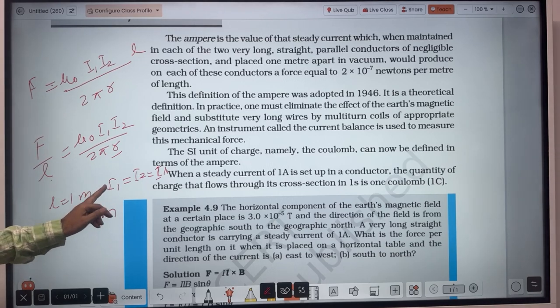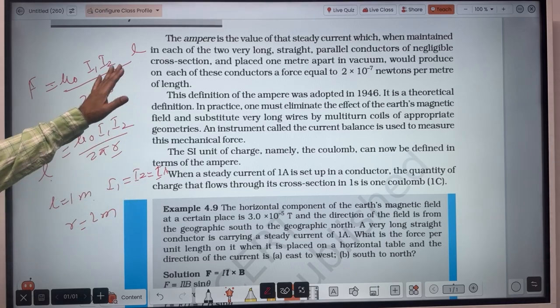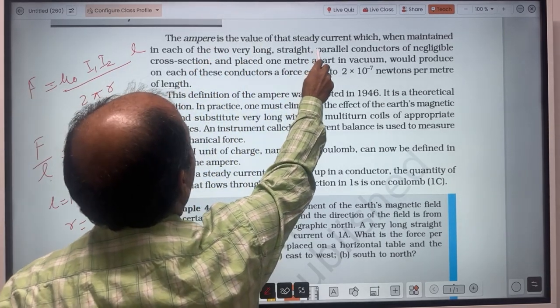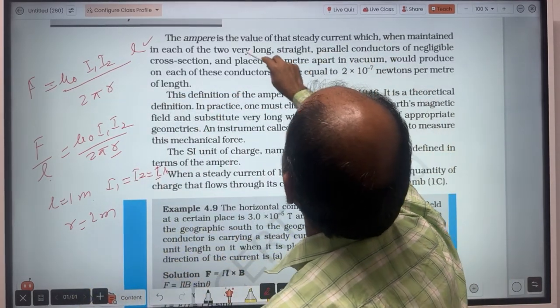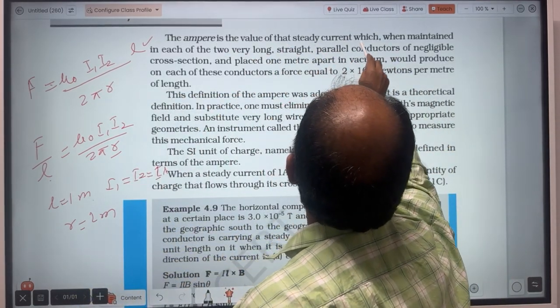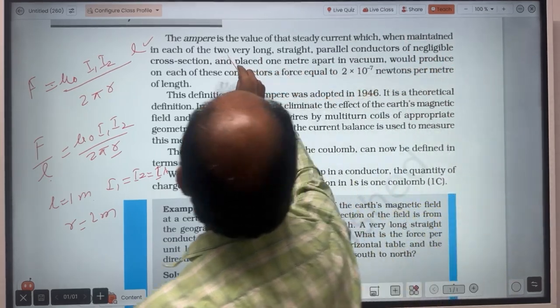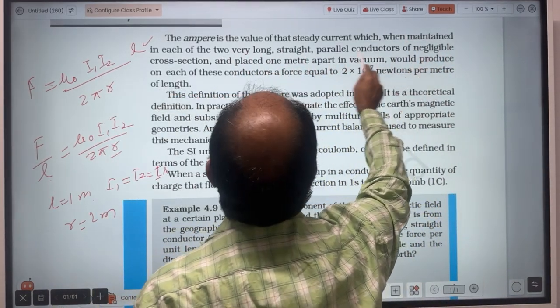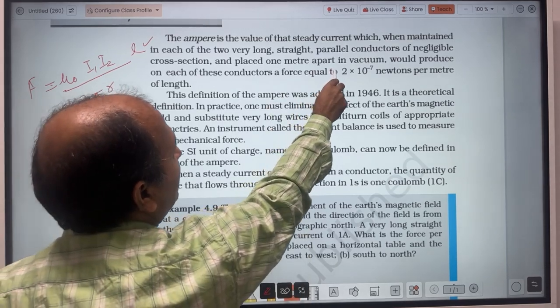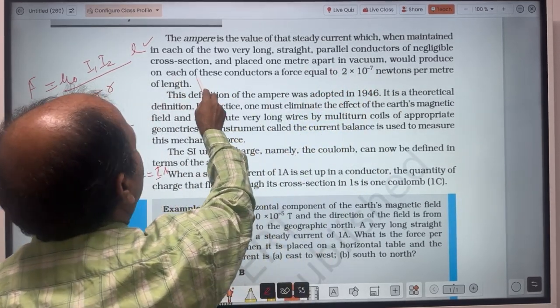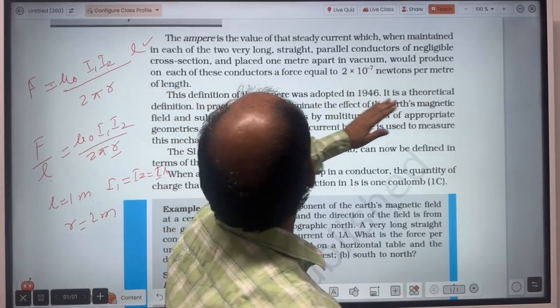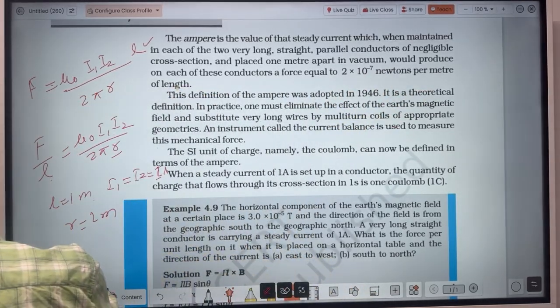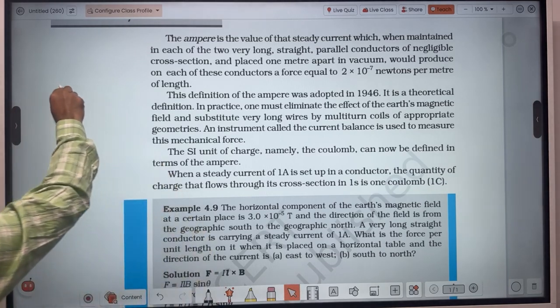Here what we have assumed is that the currents in the conductors are 1 ampere in each, right? So the ampere is the value of that steady current. This is a very important thing. You have to memorize it or understand it. The ampere is the value of that steady current which, when maintained in each of two very long straight parallel conductors of negligible cross section placed 1 meter apart in vacuum, would produce on each of these conductors a force of 2 into 10 power minus 7 Newton per meter of length. Did you understand? Is there any doubt?